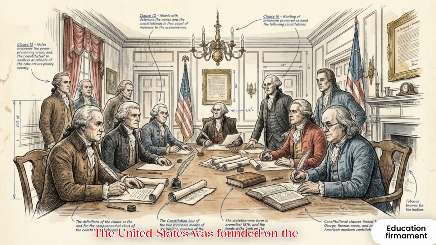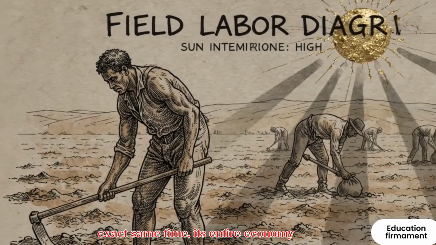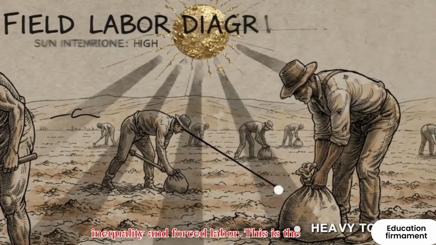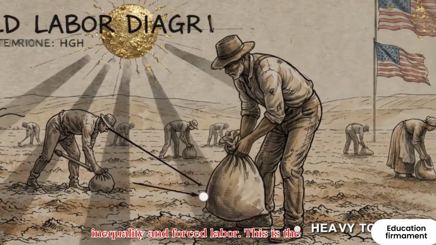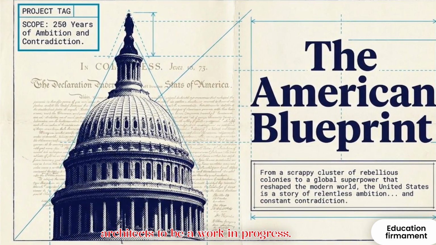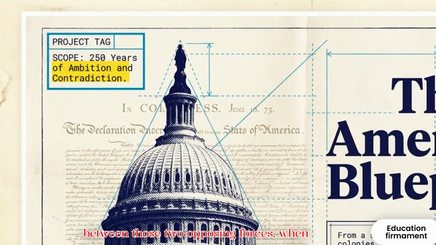The United States was founded on the political philosophy that all citizens possess equal natural rights. At the exact same time, its entire economy relied on a foundation of severe inequality and forced labor. This is the American blueprint. It is an ambitious national project designed by its architects to be a work in progress, constantly redrawn by the friction between those two opposing forces.